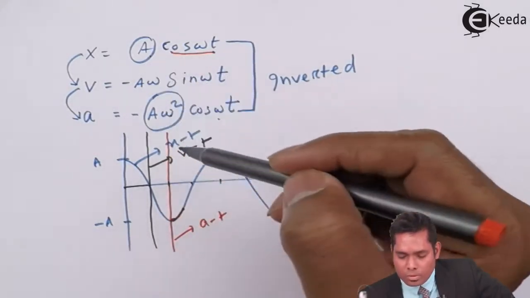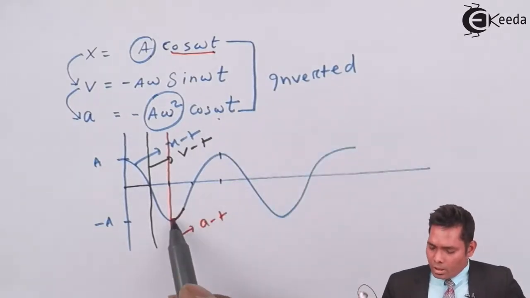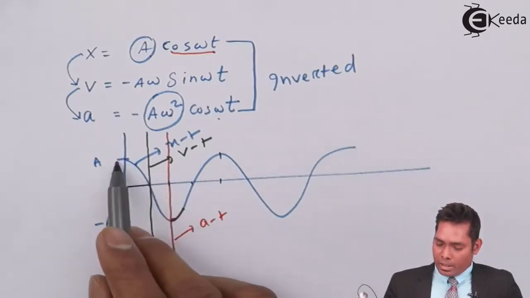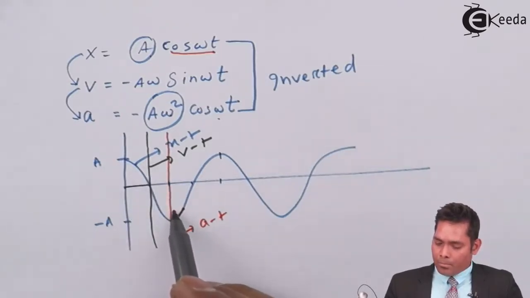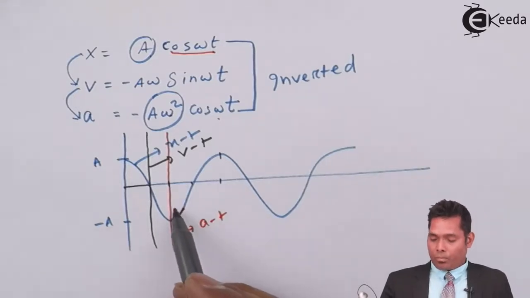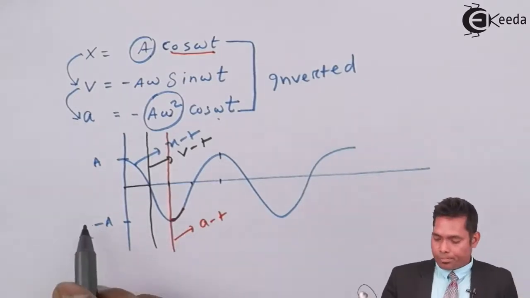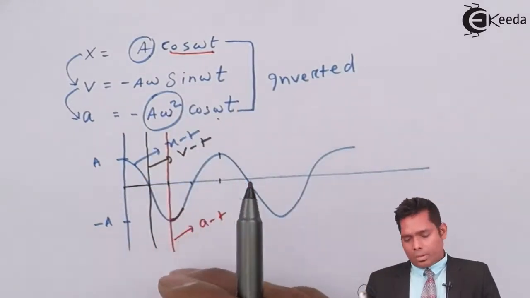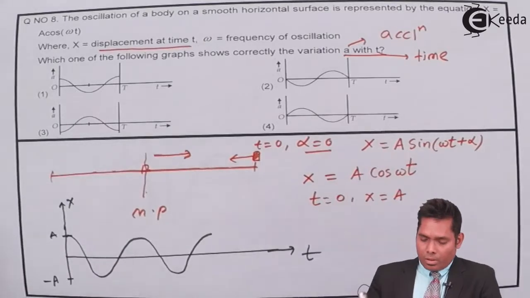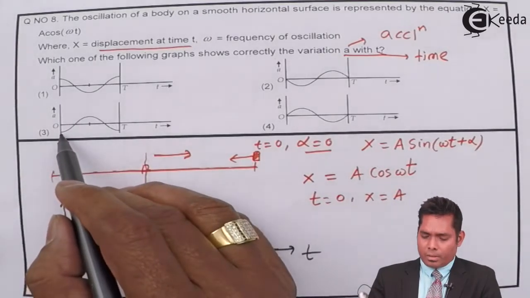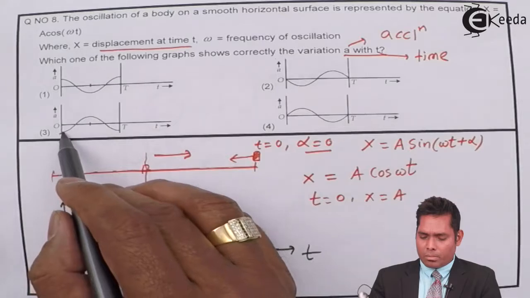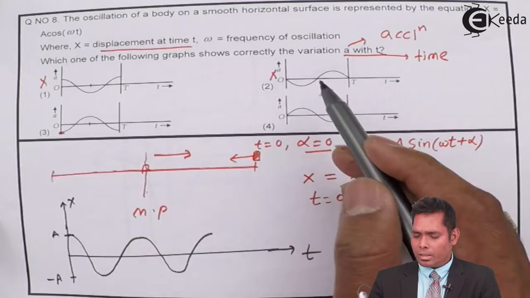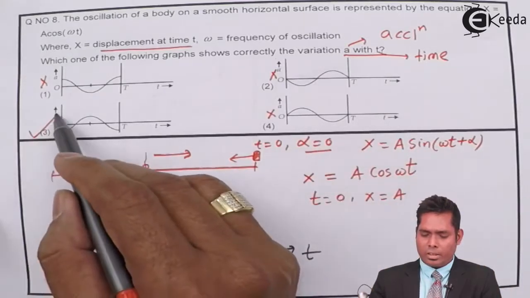Forget about these two terms. Obviously the amplitude will be different from this a, but the nature of the curve is that it starts from the lower extreme. The a-t graph will start from the lower extreme, as shown in the figure. This is the graph which is starting from the lower extreme. This is starting from the upper extreme, so it is not correct. Starting from the origin, not correct. Starting from here, not correct. So this is the correct answer.